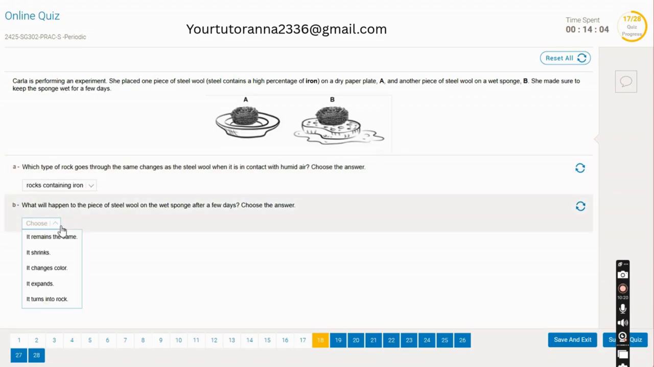What will happen to the piece of steel wool on the wet sponge after a few days? What do you think is going to happen? It's going to change color.